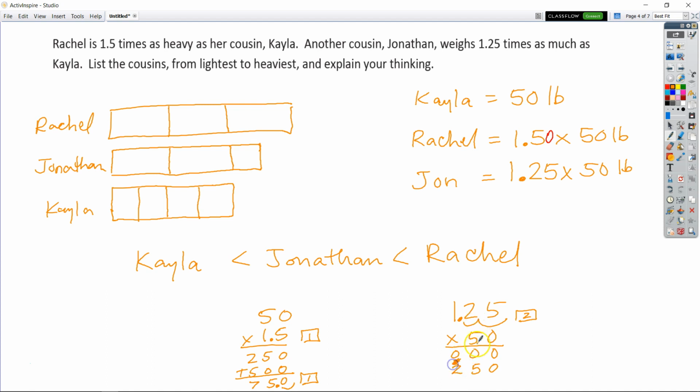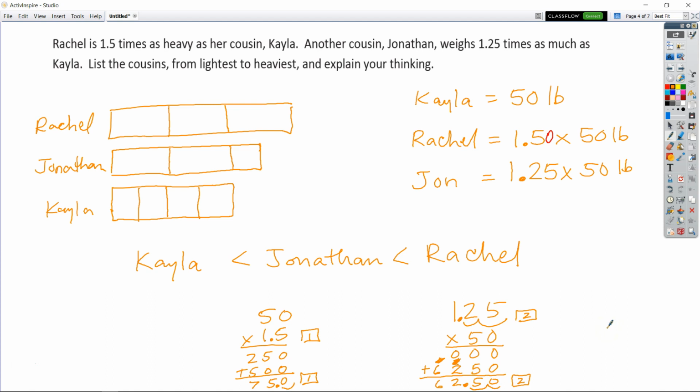5 times 1 is 5 plus 1 is 6. And I know that is going to be 6, 2, 5. And I had 2 decimal places that I moved over in my factor, so I need to move back over 2 places in my product. I get 62 and 5/10 of a pound, or 62 and 50/100 of a pound.